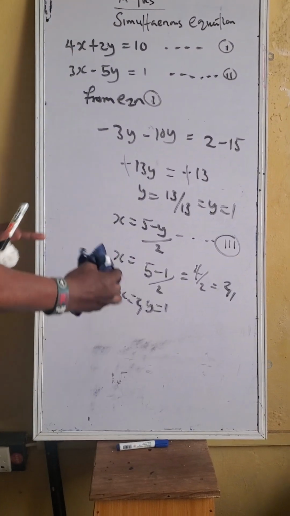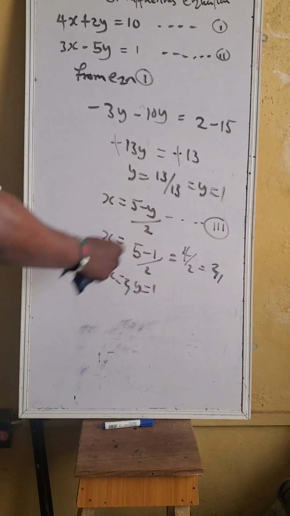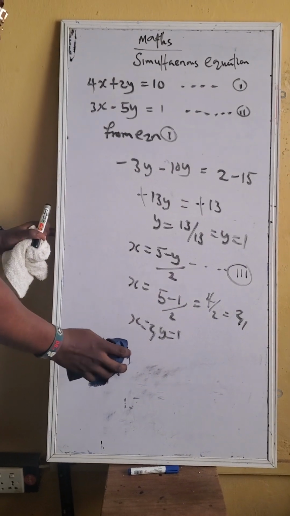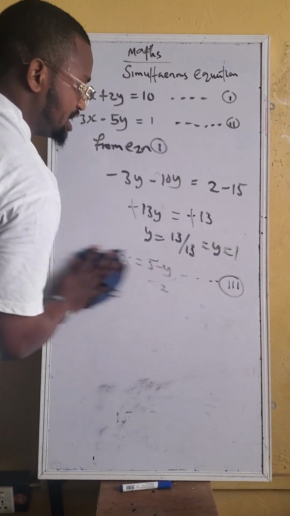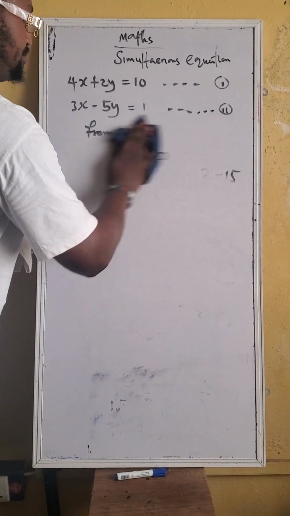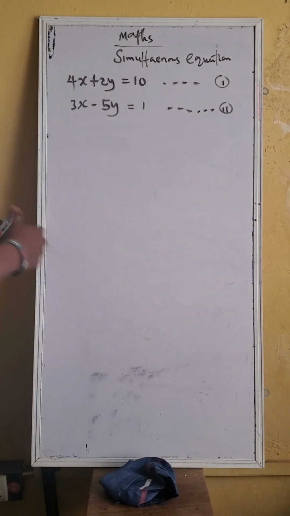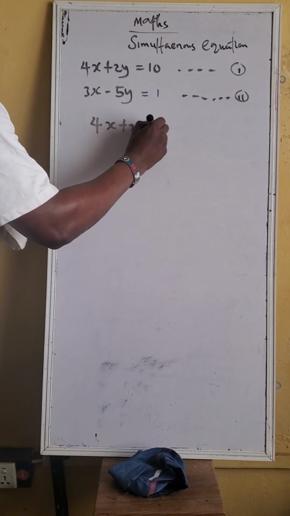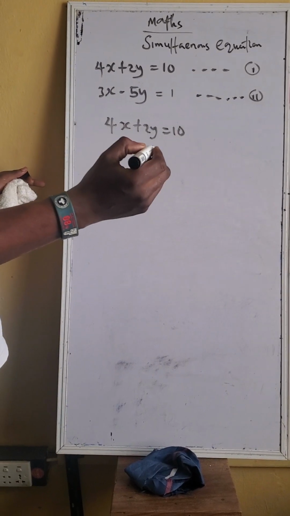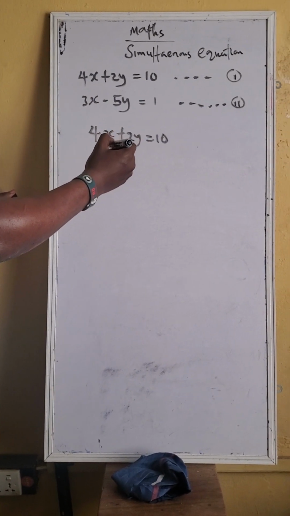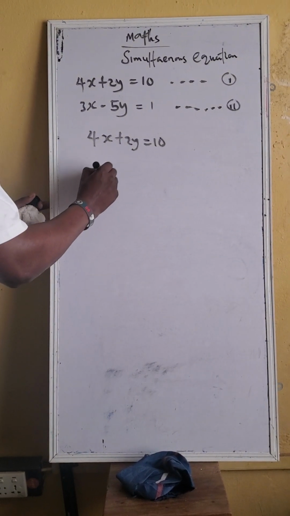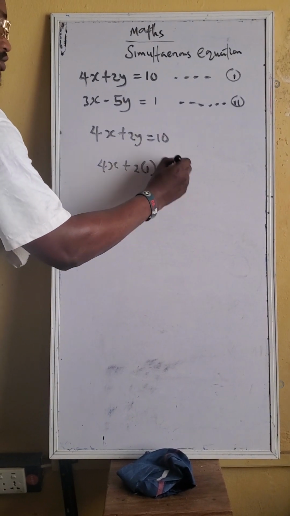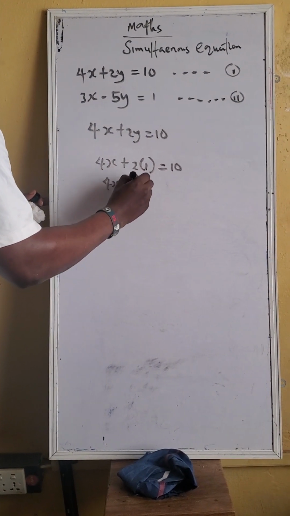Now we can likewise take the value for y and put it into this particular equation. Let's put it here and see the value we're going to achieve. We can say 4x plus 2y, which is equal to 10. We can insert the value for y, which is 1, because it's 1 we got for y. We can say 4x plus 2 multiplied by 1. So we say 4x plus 2 equals 10.